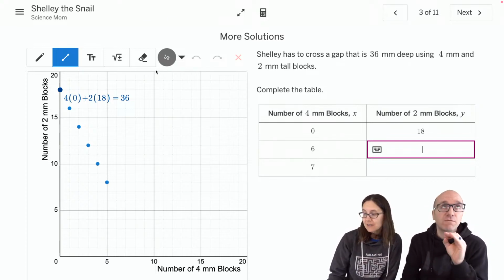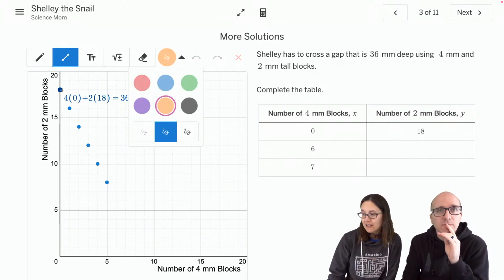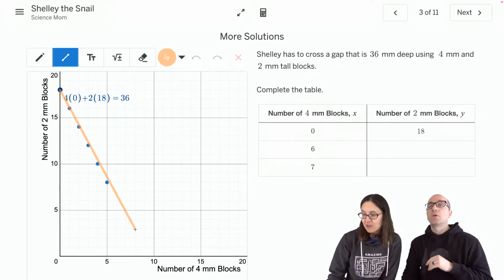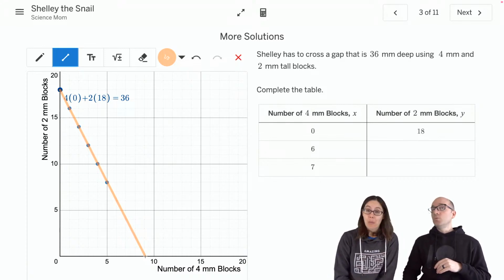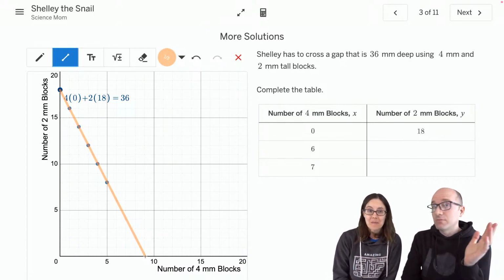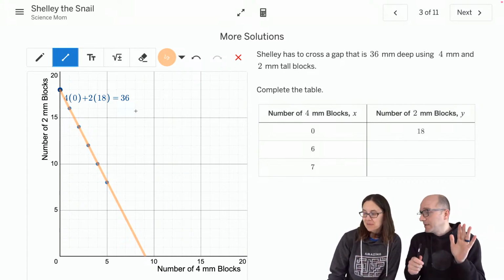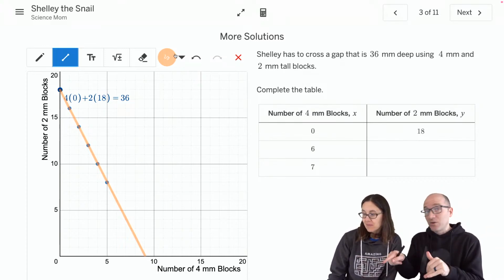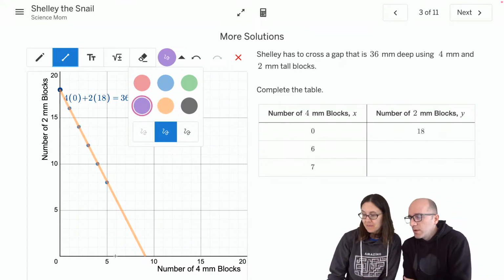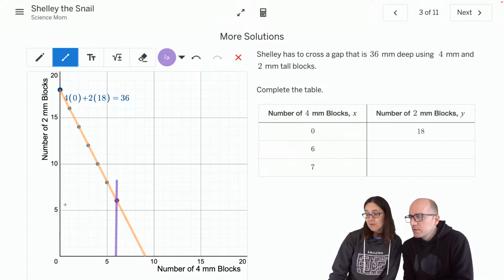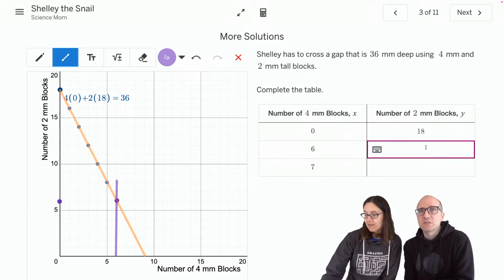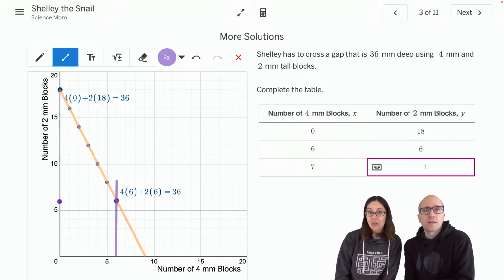You know what I see? Six 4mm blocks. I see a line here. And I think if I draw this line down, that might be a good way to double check my answer. And maybe even to get the answer, if you have a really accurate line, you're thinking we might even be able to just eyeball the line. Let's see. So when the number of 4mm blocks is 6, then we should have 6 2mm blocks. Okay, so you think this matches over here. Okay, so you're thinking that's the point 6, 6. Okay, I like it.